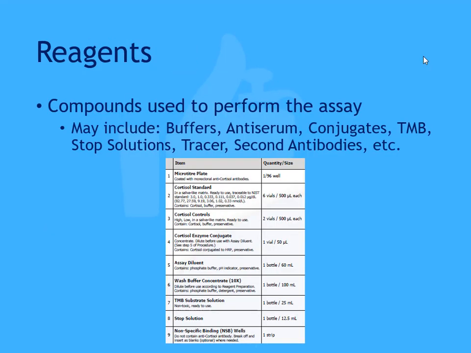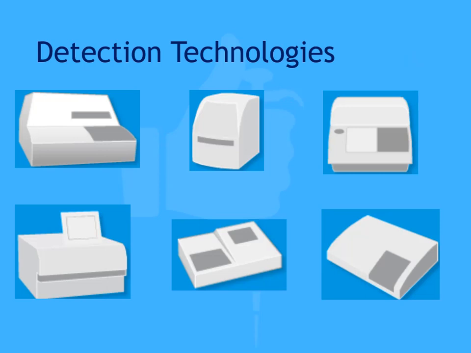Reagents are any compounds that are used to complete the assay. In commercially available kits, these will be provided from the manufacturer. Typical ELISA reagents could include items like wash buffers, antiserum, assay buffer, enzyme conjugate, TMB, and stop solution. Once the kit protocol has been completed, the raw measurement will be obtained from the reader or detector, imported into MyAssays, and analyzed. There are different types of instrumentation and detection technologies used to measure assays.